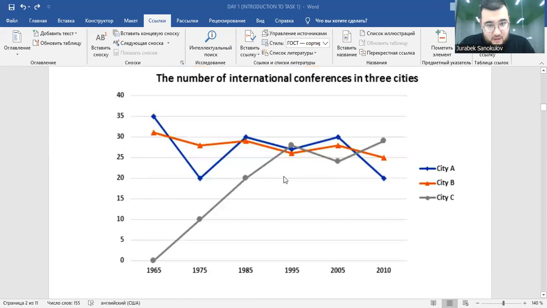Now let's look at this one. The number of international conferences in 3 cities. Again, if you pay attention, you're going to see the same thing. There are several different years, but it's a line graph. But let me tell you something. This line graph and the previous bar chart are described in the same way. You can use the same words, the same sentence structures, the same approach to your overview. Everything is the same, because they belong to the same type, which is change over time graphs or change charts.